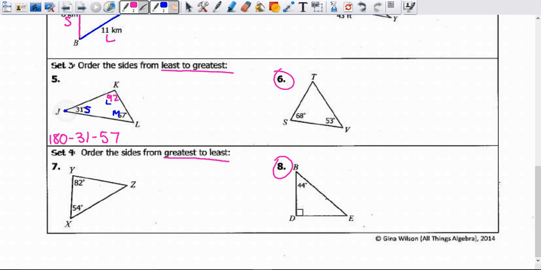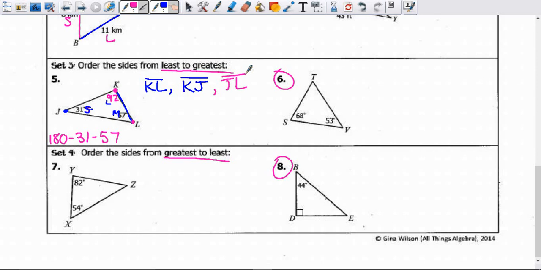My small angle was at J, so the other 2 letters are KL. And that is my small side that would be across from my small angle. Okay? Now your medium angle is at L. The letters across from it are K and J. That side, KJ. Those are the letters you haven't used yet. And then your large angle is K. The letters not used there are JL. So JL would be your greatest.